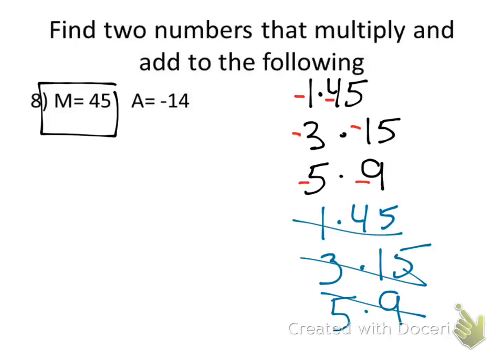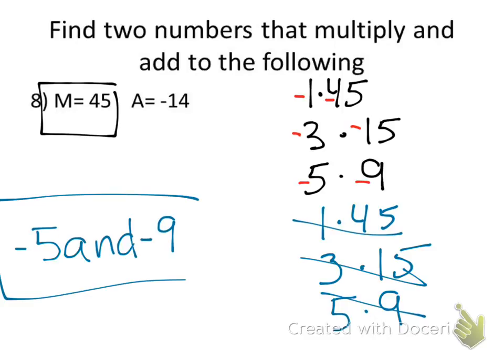Oh, what is the answer? -5 and -9. -5 times -9 is positive 45. -5 plus -9 is -14. What are your questions?